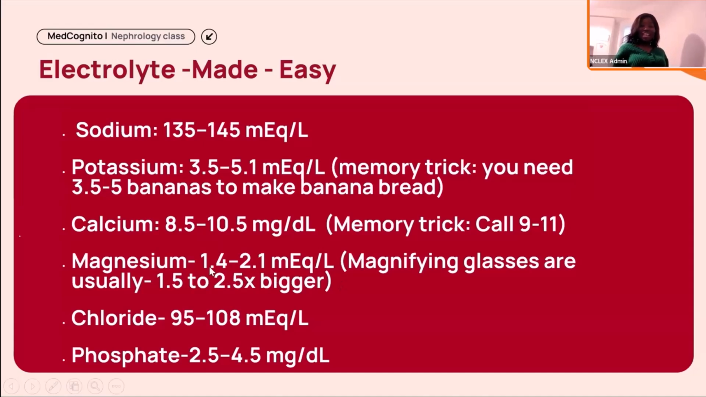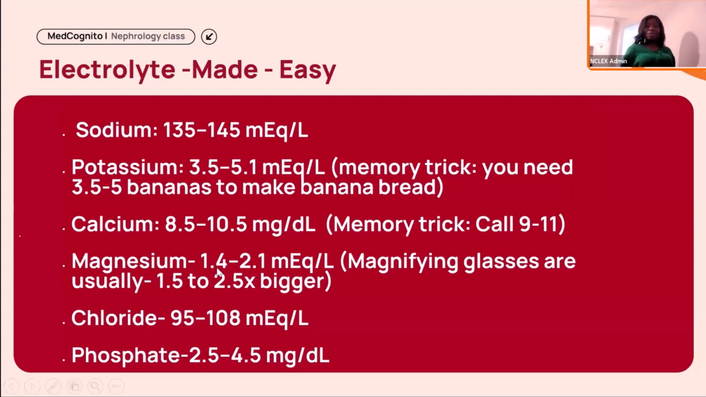Magnesium is kind of interesting, but hey, you remember it. 1.4 to 2.1 milliequivalents per liter. This is the memory trick that I came up with: magnesium starts with Mag, so when I see magnesium, I remember magnifying glasses. A magnifying glass magnifies stuff to about 1.5 to 2.5 times bigger. So magnifying glasses, magnifying 1.5 to 2.5. You can remember a bit around that.